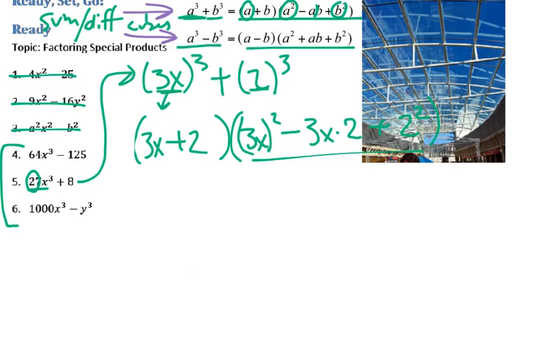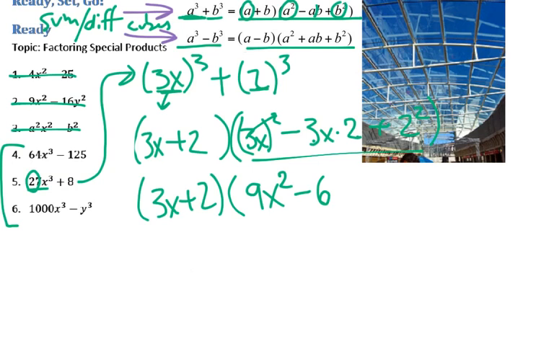So then we can simplify this. So I get 3x plus 2. Well, 3 squared is really 9x squared, minus 3 times 2 is really 6x, plus 2 squared is really 4. Now, we could leave it that way, but we really need to double check to see if that one can be factored.